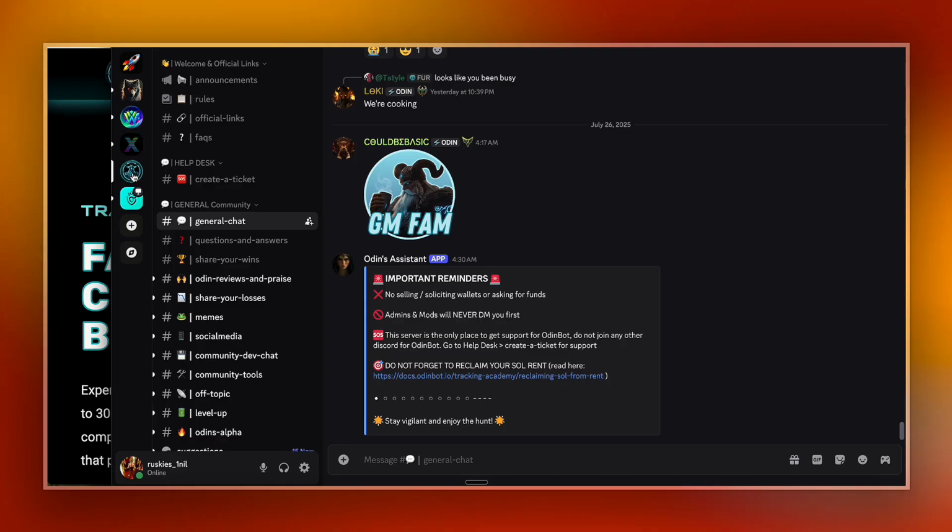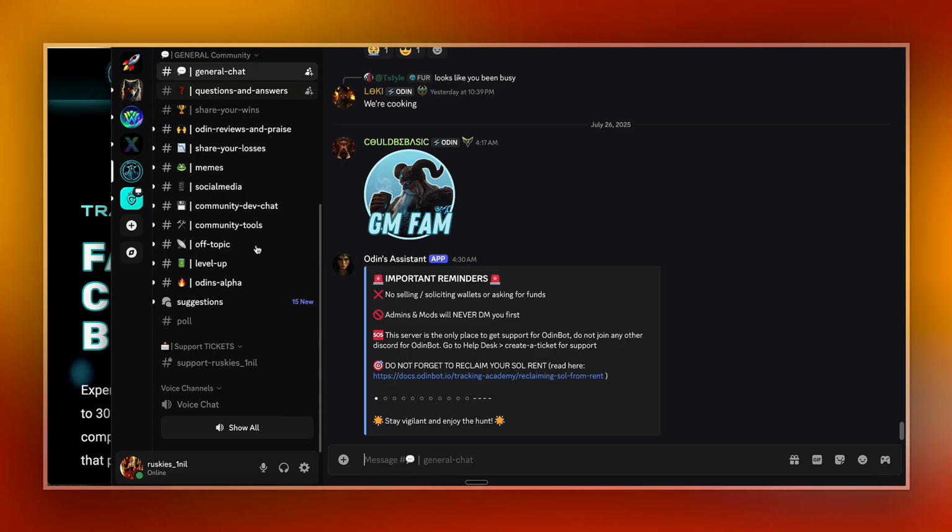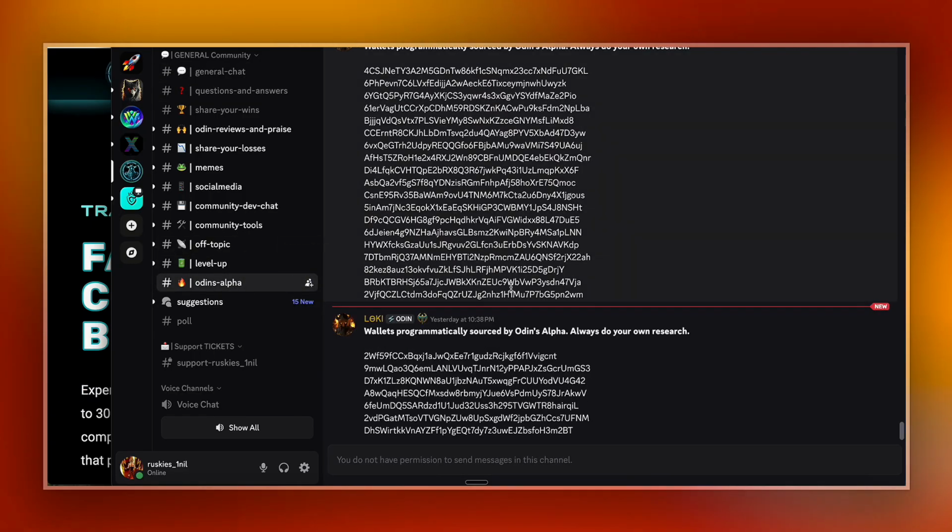But in the Discord is the first source of free profitable wallets that you have access to. Now you have to remember, there's 13,000 people in this Discord. So 13,000 people are also looking at this list of wallets, which could potentially compromise them. So always wait a day or two to see how the wallets are doing, to see the price impact, but you'll learn exactly what to look for later in this video.